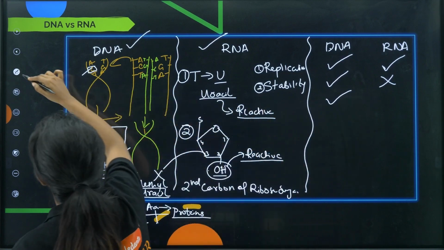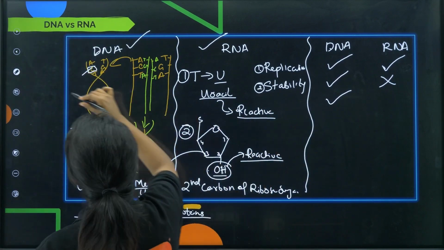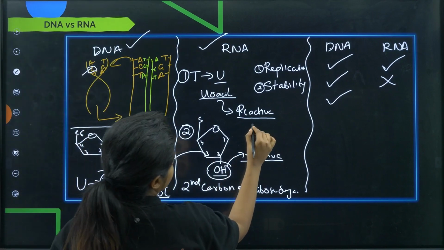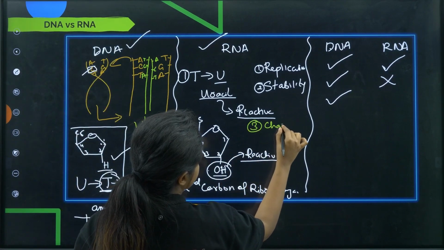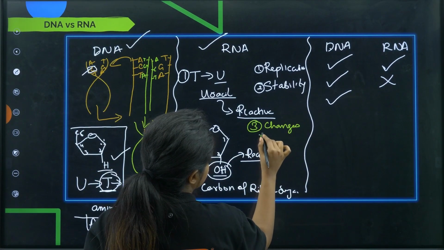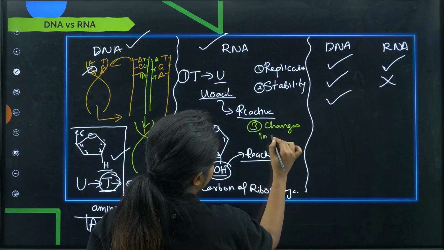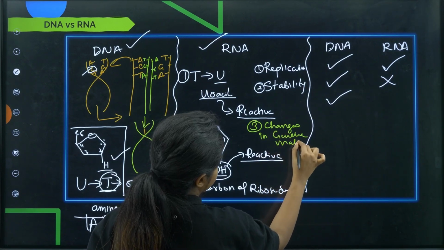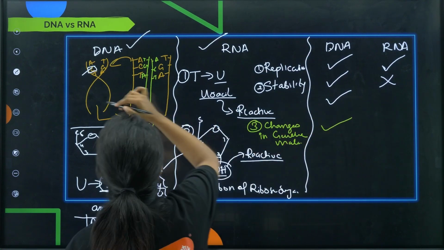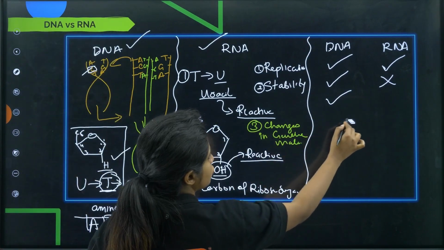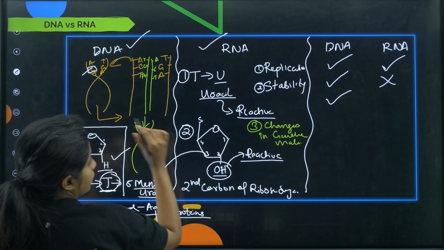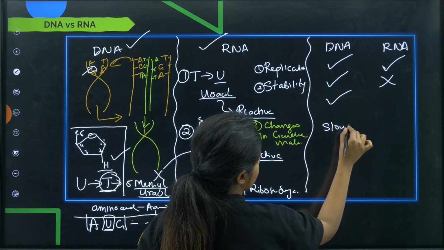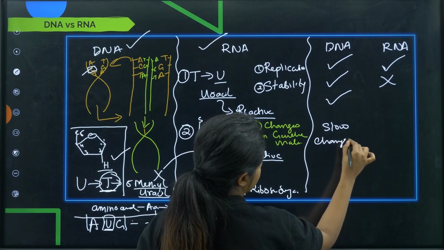Okay, so I am writing over here the third point: changes in genetic material. Okay, so over here they have changes, slow changes. I am writing slow changes. That is good.